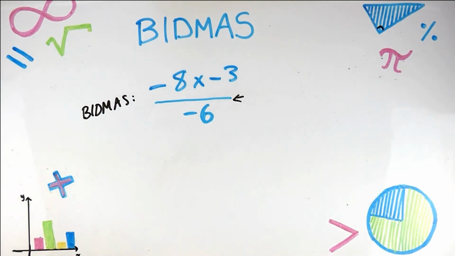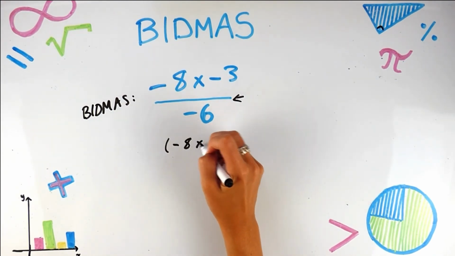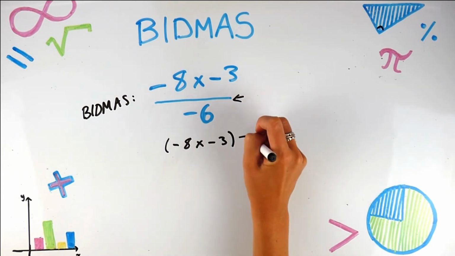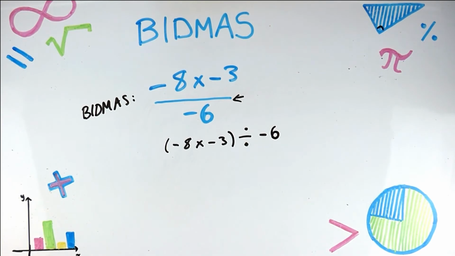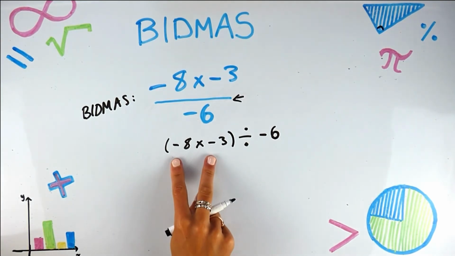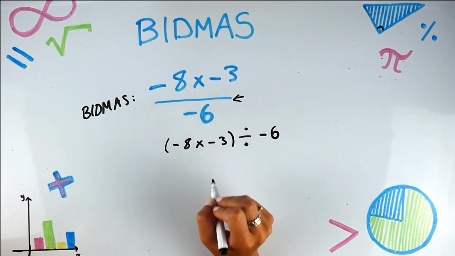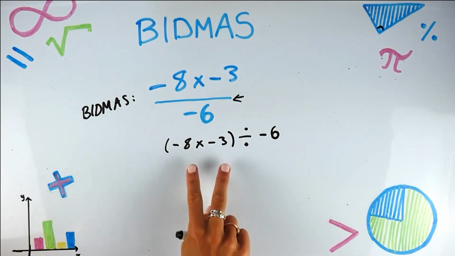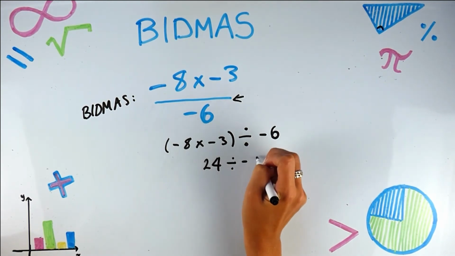Okay. I'm going to rewrite this though as divided by -6. And now we have brackets. So I'm going to do those brackets first now. As we learnt from the sign rules, we do the signs first. We've got a negative and a negative. If they're two the same, they equal positive. And then I'm going to deal with the numbers. So 8 multiplied by 3 is 24 divided by -6.